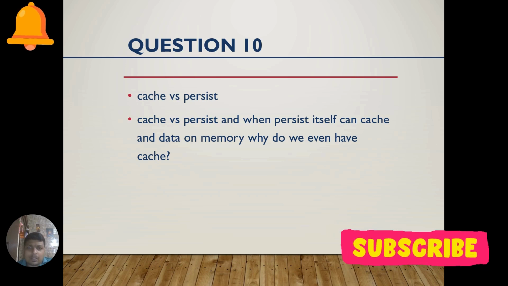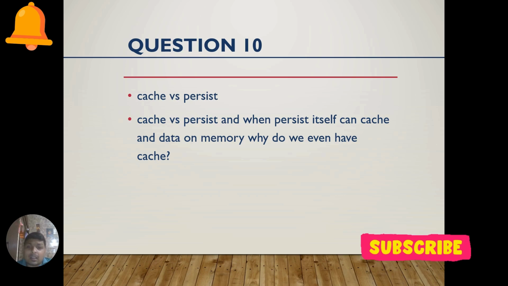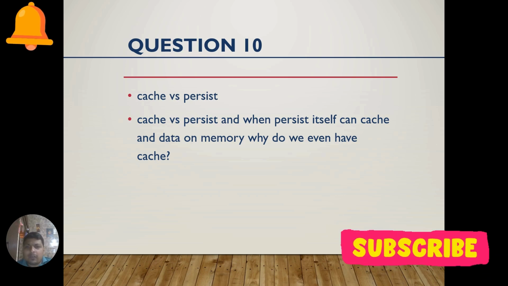Suppose persist can do all the operations of cache, like memory storage. Cache is simply saving the data in memory only. But when we are working with persist, there are different storage levels, like memory and disk storage. So if persist can do all the things, why do we have cache? This is a very important question. You have to speak in front of them and give the proper reason.